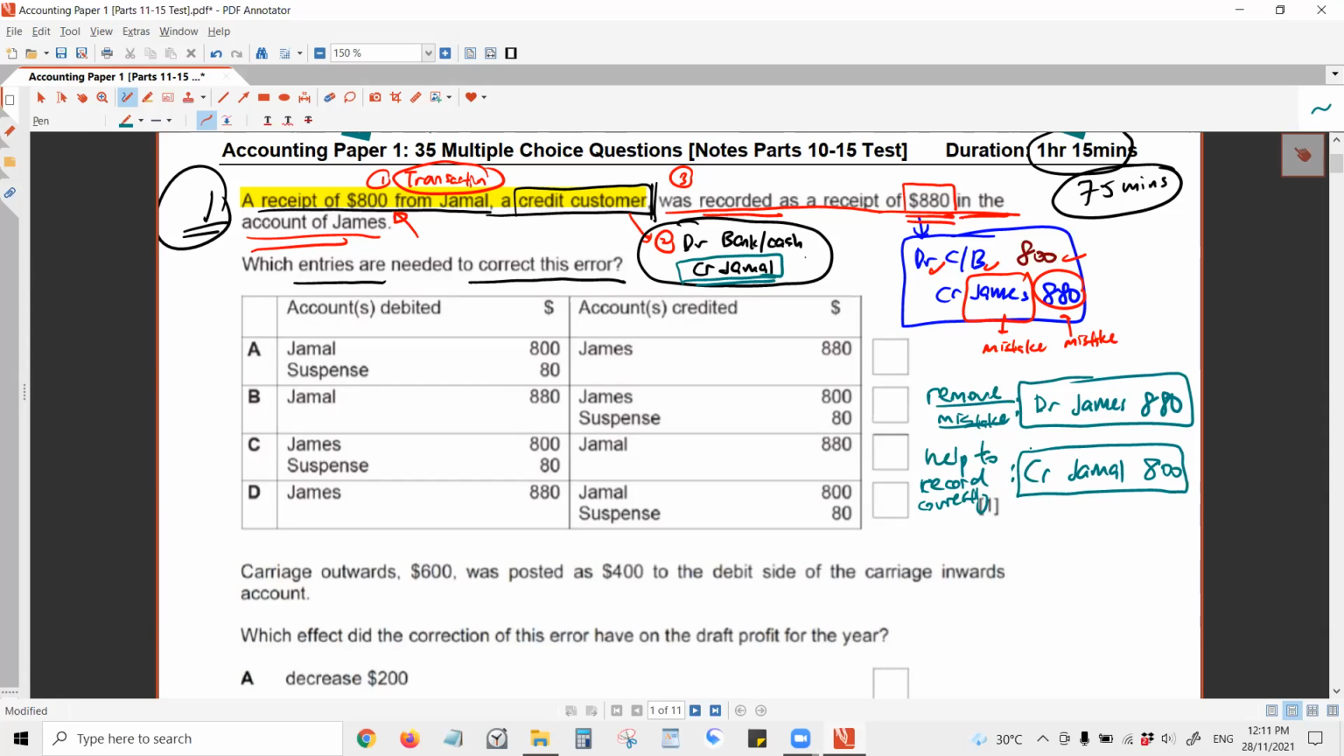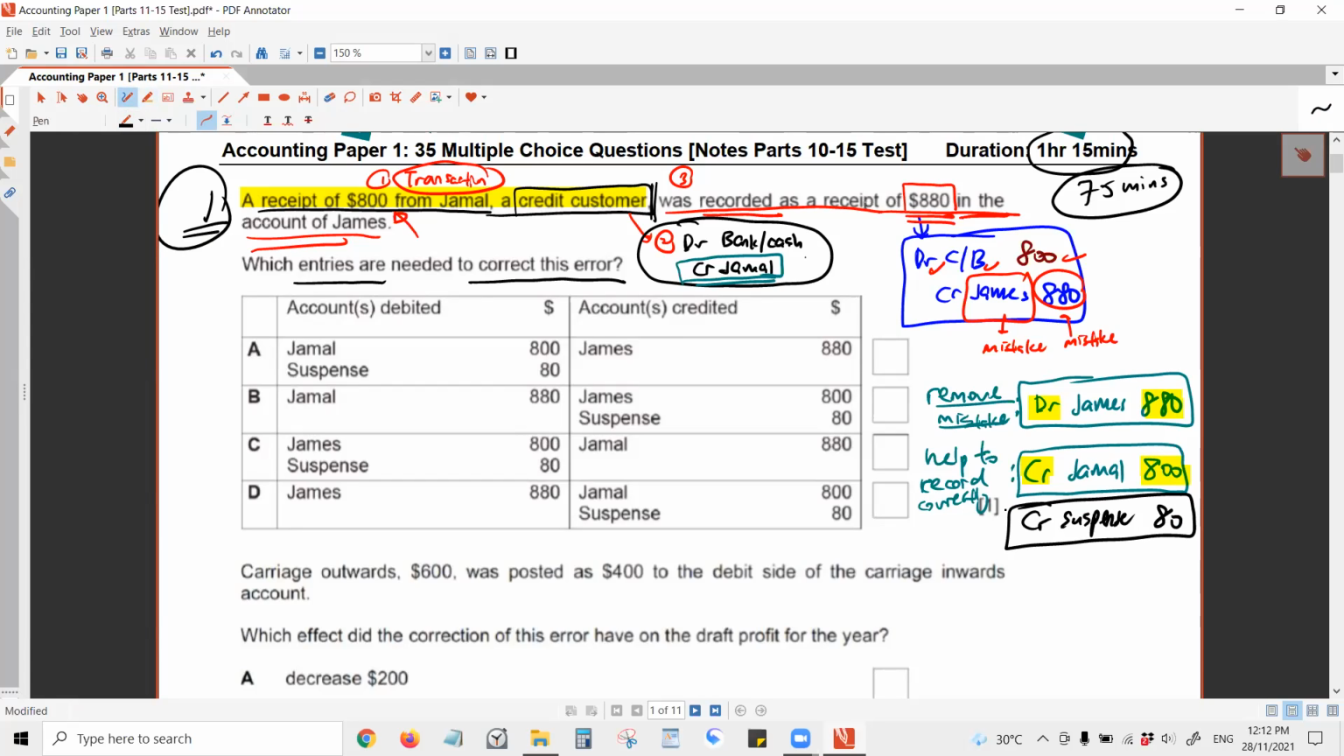But you see, we have done a debit entry with 880 and then a credit with 800. Is it okay? No. For both the debit and credit side, you must have the same amount. So what is lacking here? When you see that there's nothing else to be done, meaning you have removed the mistake made and helped them to record it correctly, it means that you need an entry in the suspense account. So you credit suspense with 80.